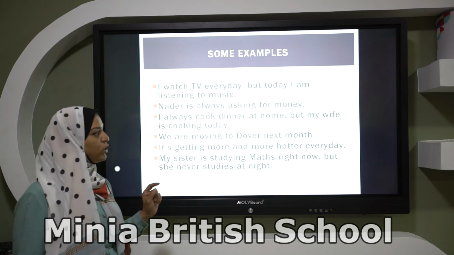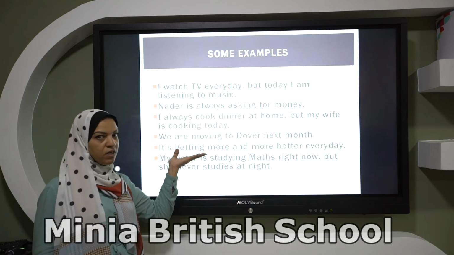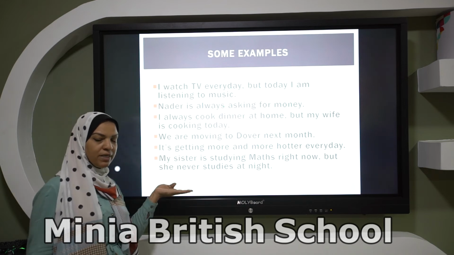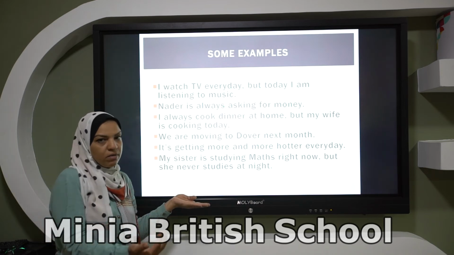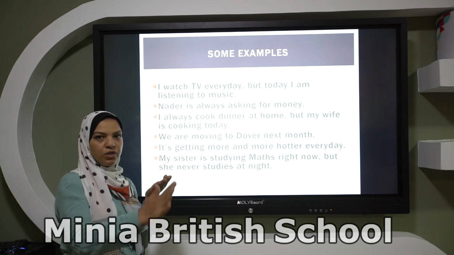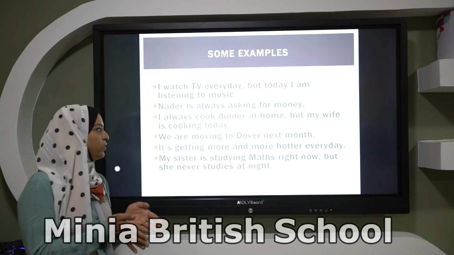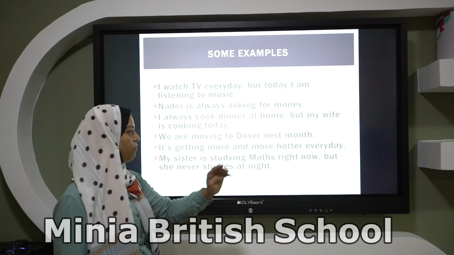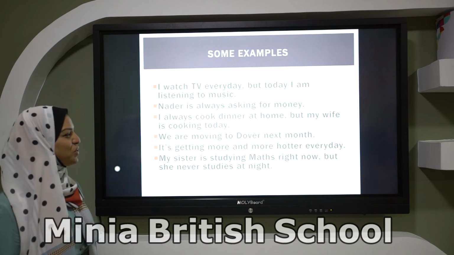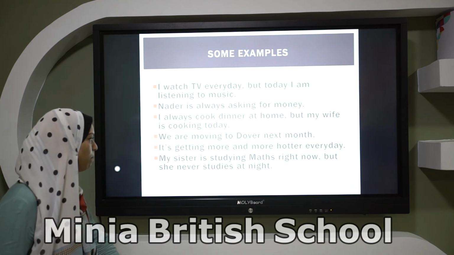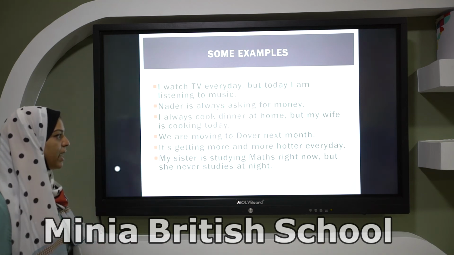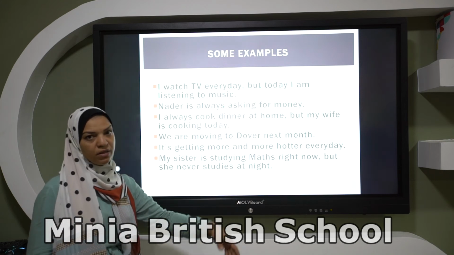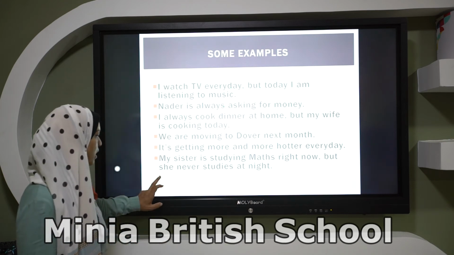Now, we are moving to Dover next month. Fixed future plans. He didn't say will, because will represents that you have maybe just taken the decision, but you haven't prepared anything for that yet. It's getting more and more hotter every day. Now, my sister is studying math right now, but she never studies at night. She's studying math right now. This is the action that is happening at the time of speaking.